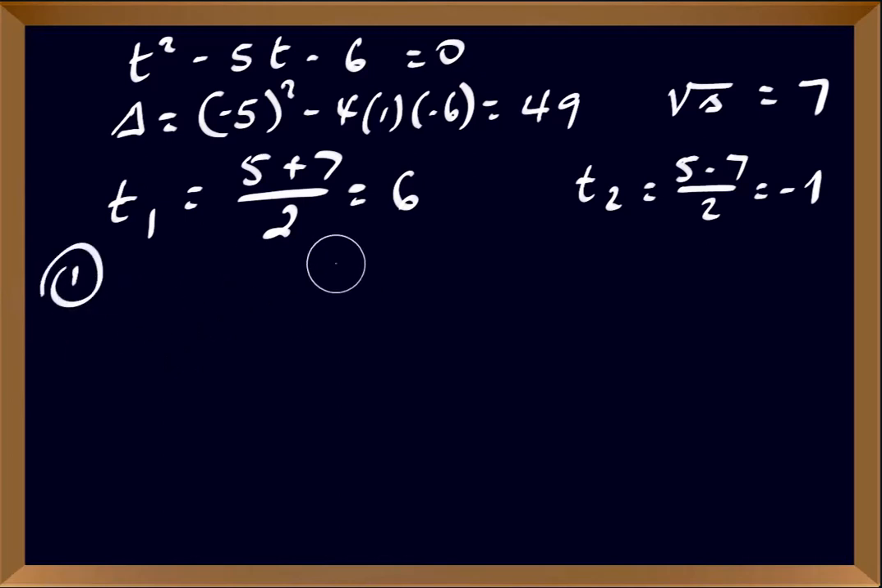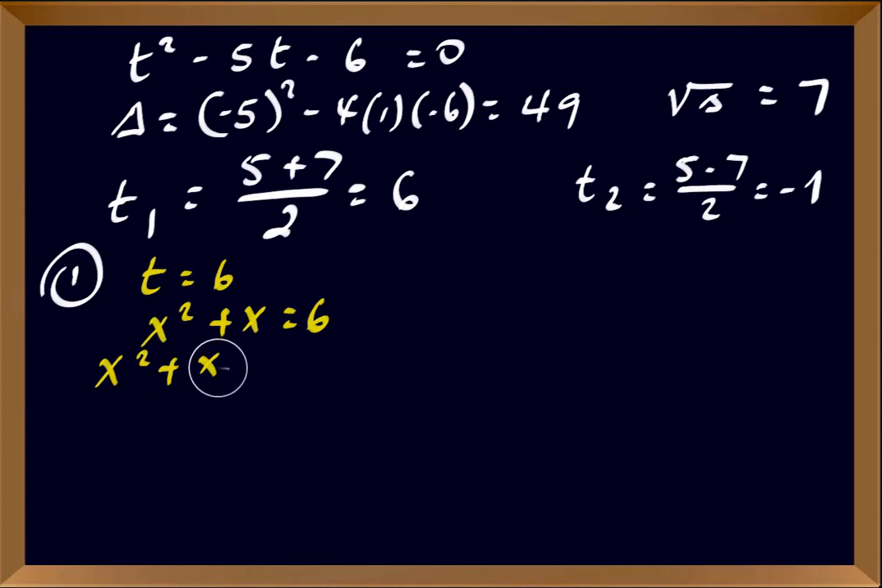So in the first case, we say t is equal to 6. We are going to replace t by its value, x squared plus x. So we say x squared plus x is equal to 6. We are going to solve this one for x now, because x squared plus x minus 6 is equal to 0. So we have another discriminant delta to find: 1 plus 24 is equal to 25. And the square root of delta is equal to 5.